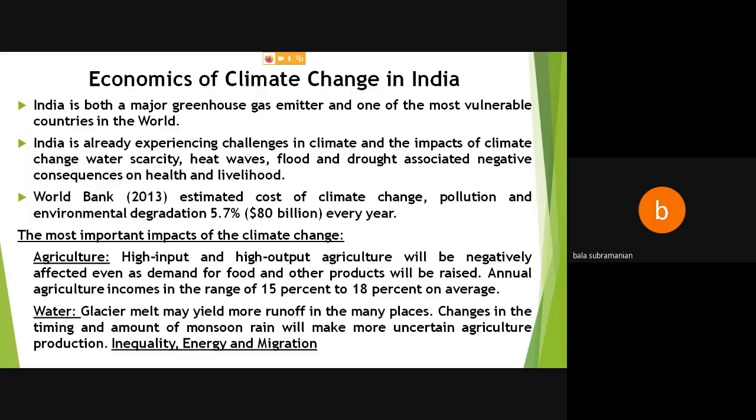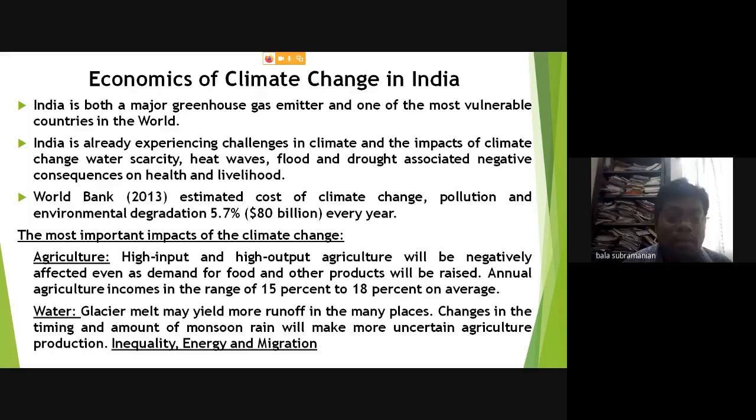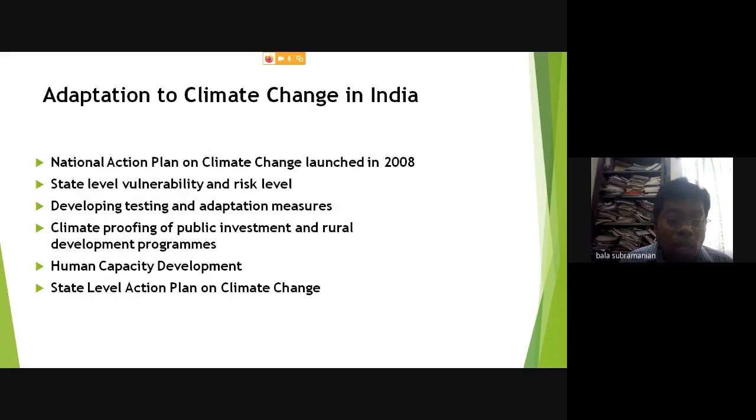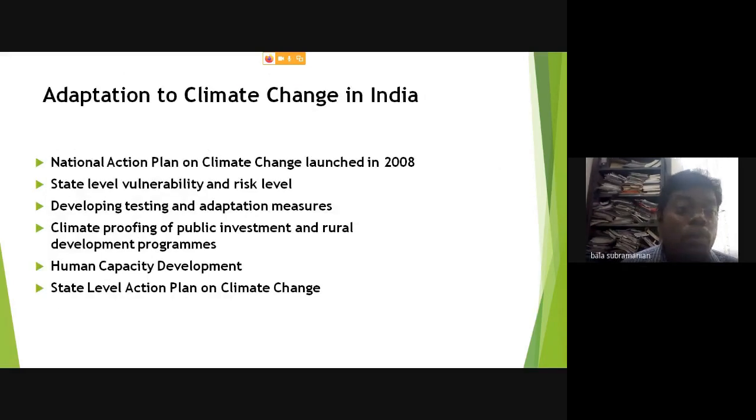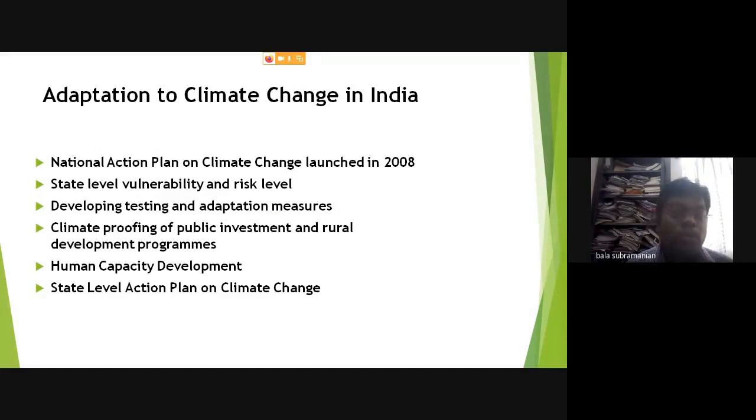So these are the small discussions. Actually, it's a very important discussion about the economics of climate change from the Indian perspective. In terms of cost, we already discussed it, 5.7%. So these are some issues from the economic perspective. So what are the adaptations to climate change in the Indian context here? What type of things? What are some policy recommendations here?